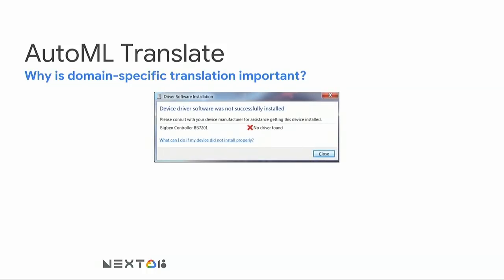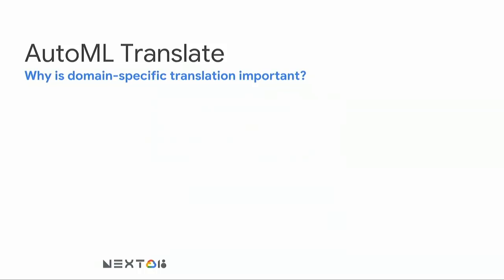So I'm going to use this error message as an example. The message says, device driver software was not successfully installed. So let's say I wanted to summarize this, focusing here on the word driver. Let's say I summarize this to say, the driver is not working, and now I want to translate that. Taken out of context of the error message, this actually might apply to a number of things. So the sentence is, the driver is not working.